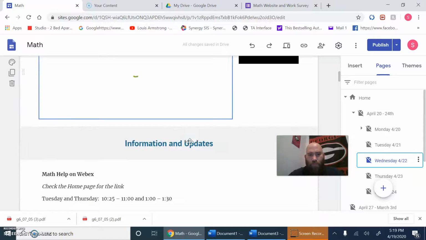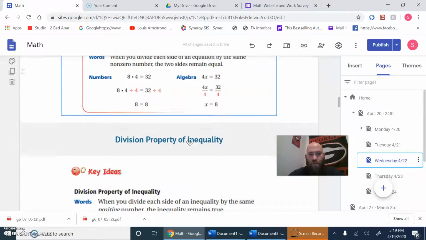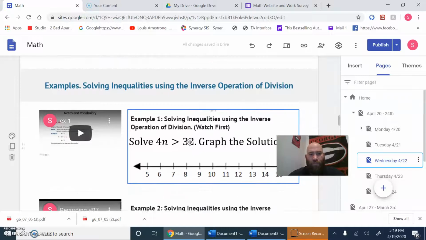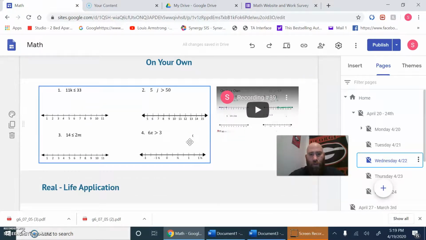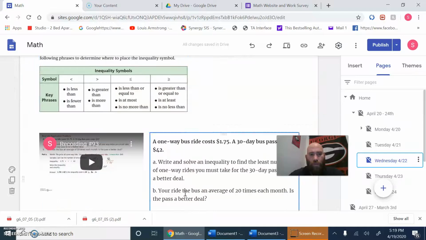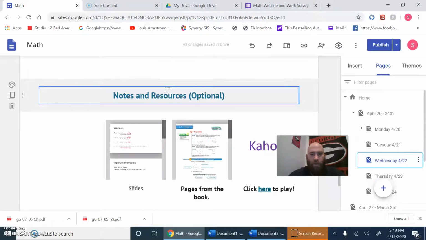You do your warm up, information, your schedule, notes, videos and examples on your own. Word problem on your own, part 2, and then this section right here, notes and resources, optional. All right, keyword once again, optional.